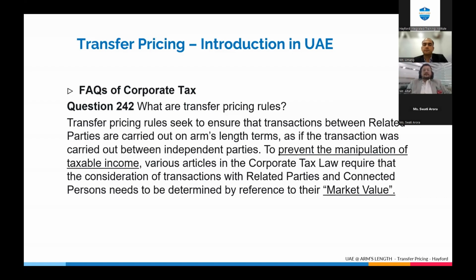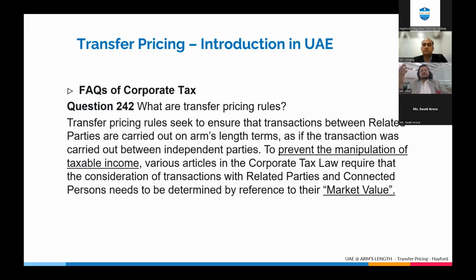Right. So frequently asked questions are a way of simplifying those complex provisions that are written inside the decree law. If you go to the Federal Tax Authority's website, you will find that one of the frequently asked questions is on transfer pricing rules. So the question was, what are transfer pricing rules?